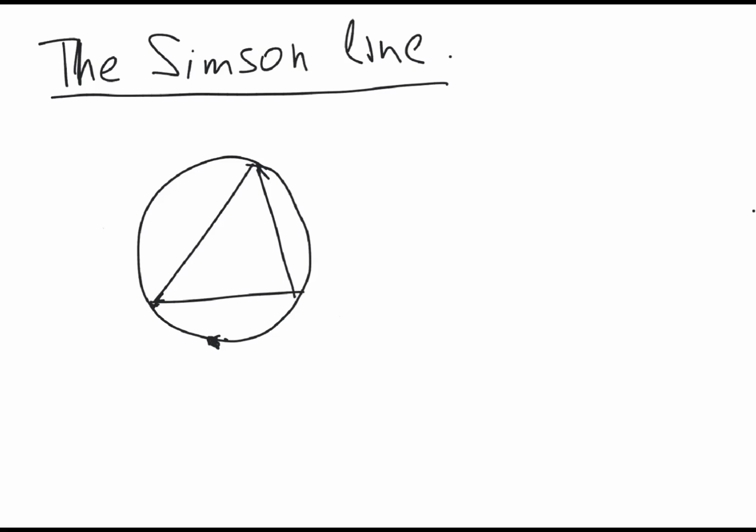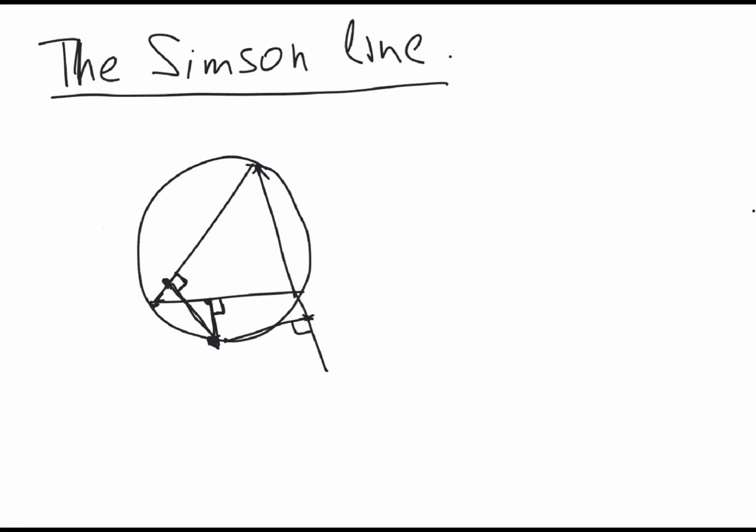Then we consider the altitudes from this point to the sides of the triangle, or more precisely to the lines containing the sides. So these altitudes can fall either to the sides or to the extensions of the sides. So in this case, on one extension and on two sides.